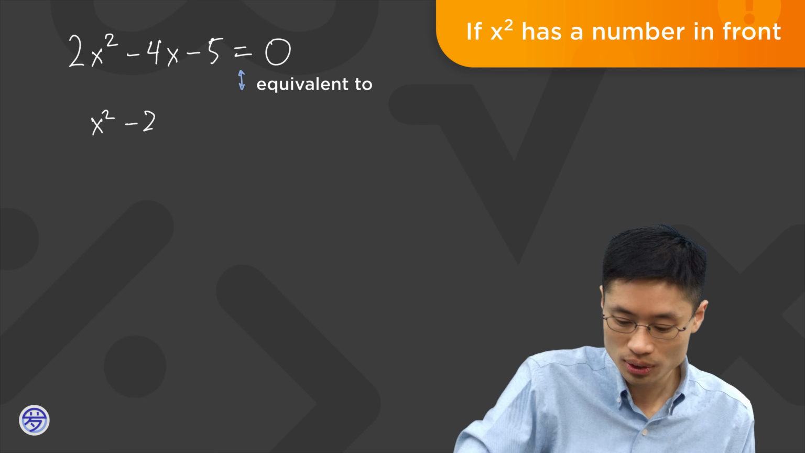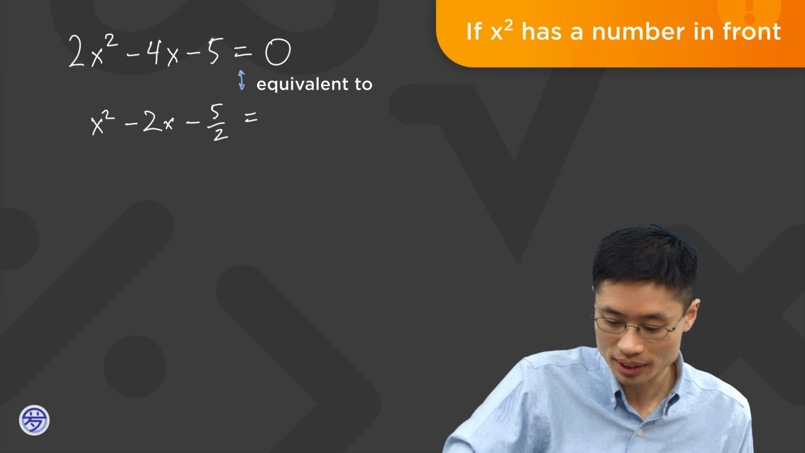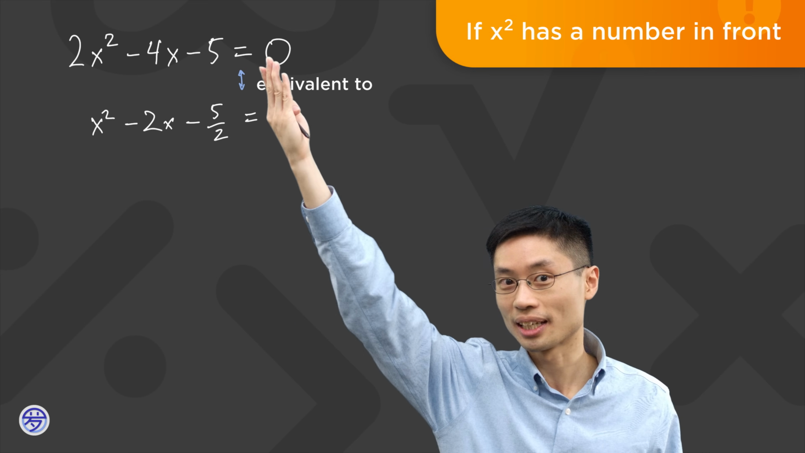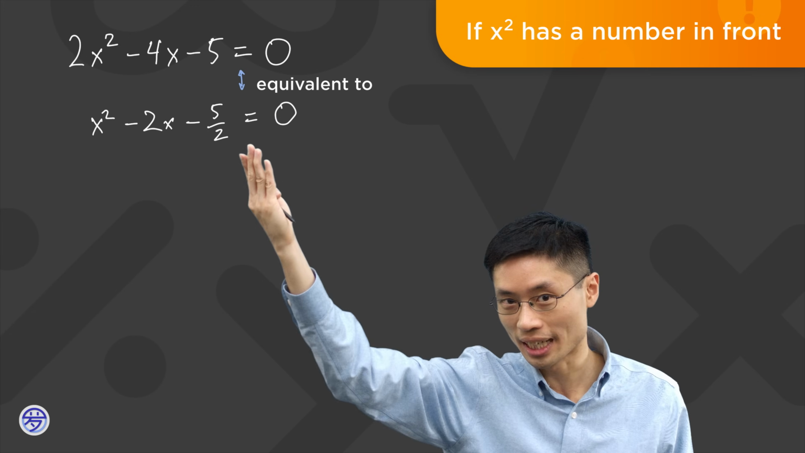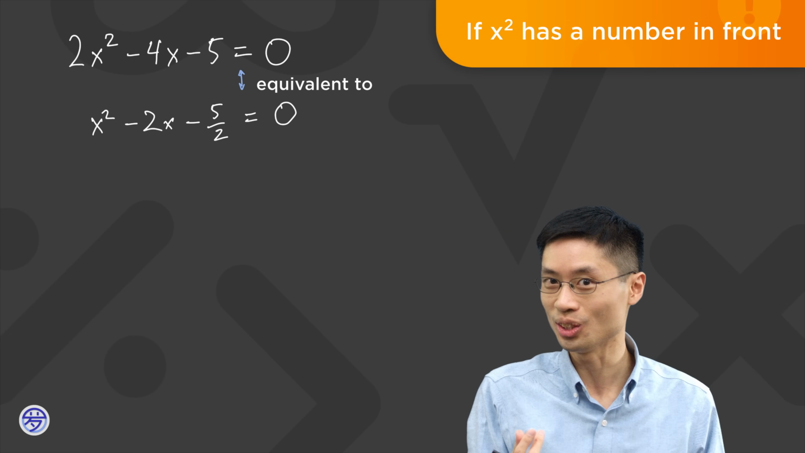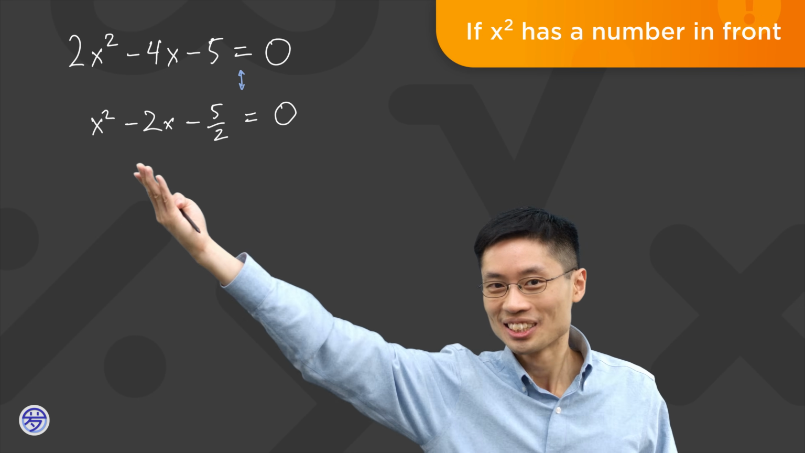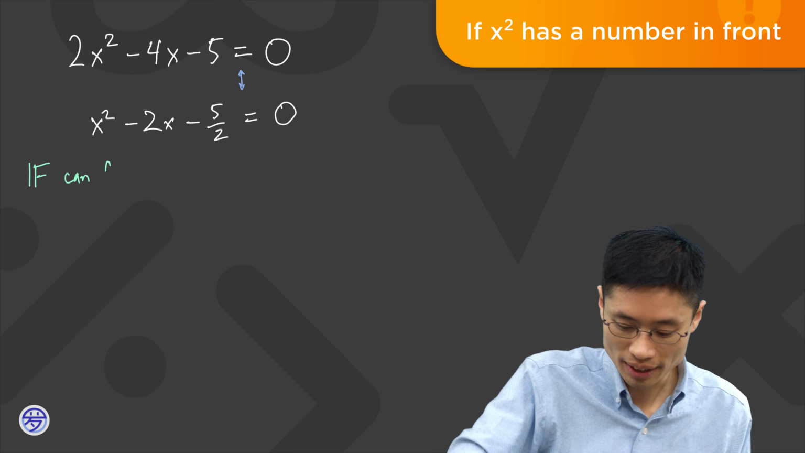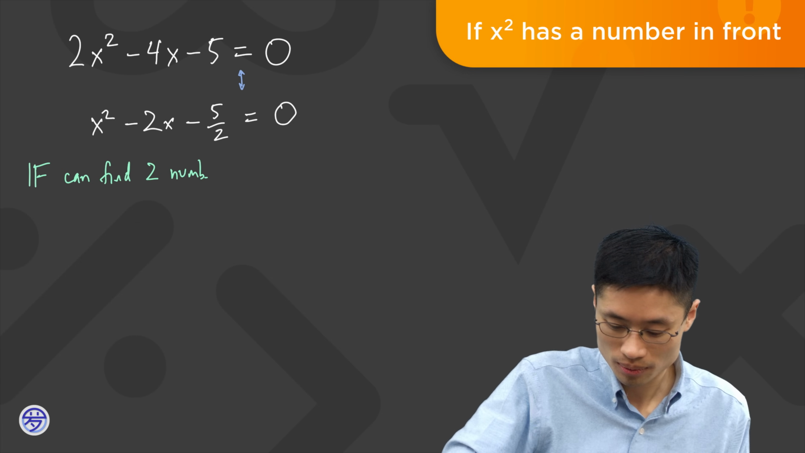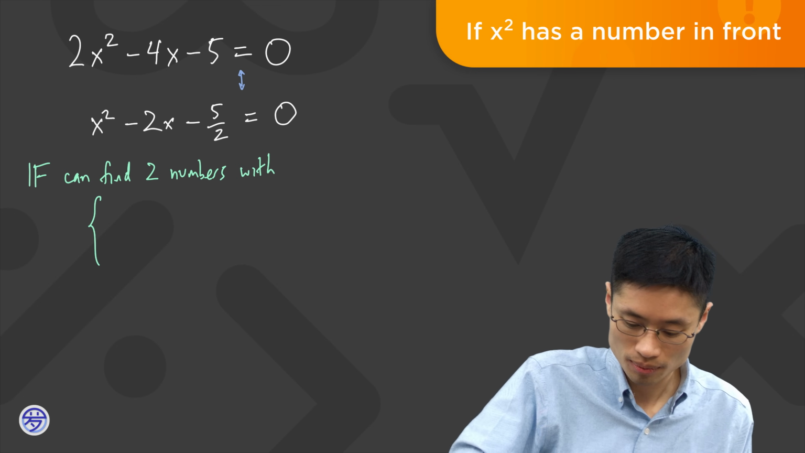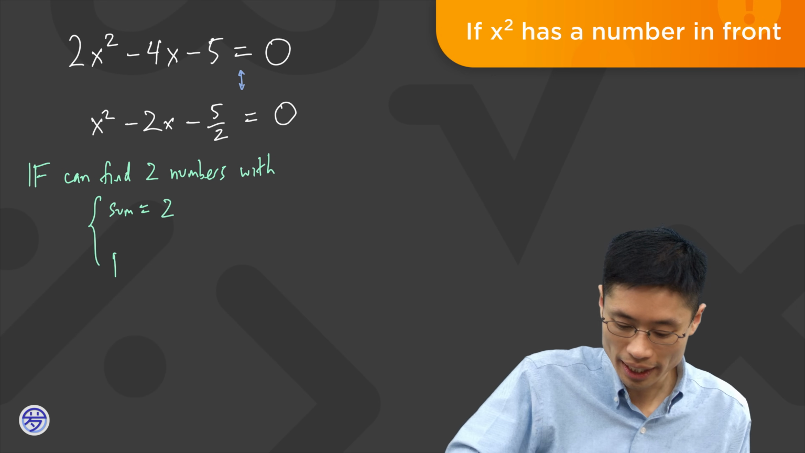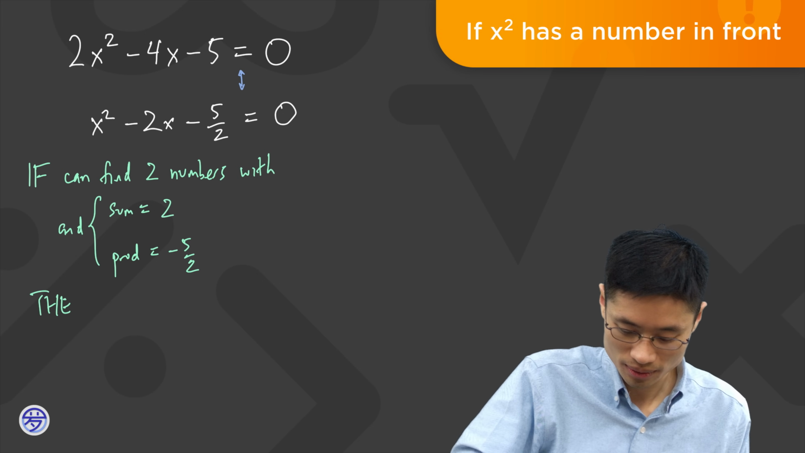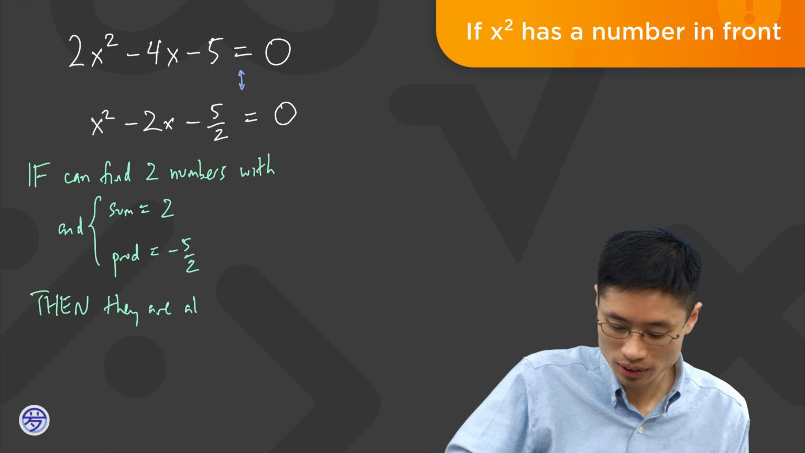x squared minus 2x minus 5 over 2 equals 0. Every solution of this is a solution of that, and vice versa. Because to go from this equation to that one, I could multiply both sides by 2. And to go from this one back down, I could divide both sides by 2. Both are legitimate things to do to both sides of an equation. Okay, so now if I have this, we just move back into the framework we've had before. If I can find two numbers with sum equals to 2 and product equals to minus 5 over 2, then they are all the solutions.